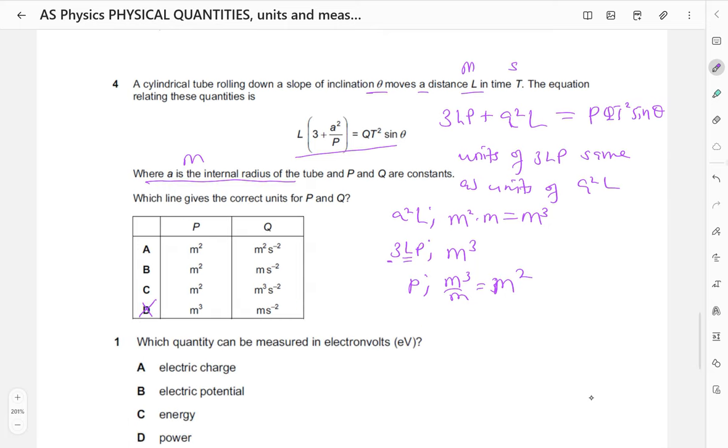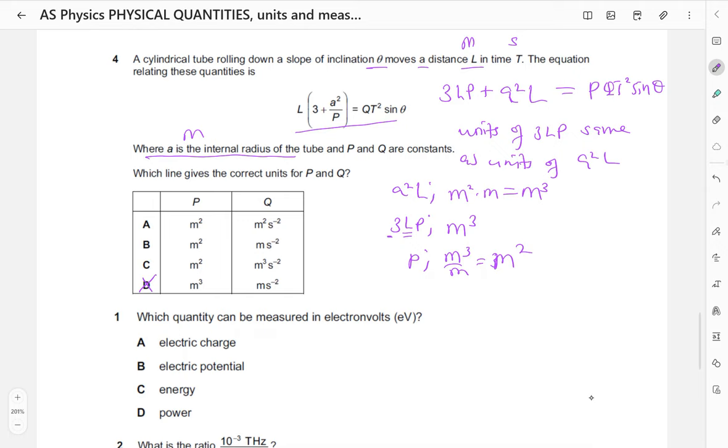Then the units of Q, remember we said homogeneity, the units on both sides of the equation must be equal. The units on the left-hand side has units as meters cubed. Because it is meters cubed plus meters cubed, a quantity in meters cubed and another quantity in meters cubed. So the right-hand side should also have the same units. So the units on the right-hand side will be those of P, which is meters squared, times those of Q, which we don't know, times T squared, which is seconds squared. This should be equal to M cubed. Because, of course, sine theta is a ratio, so it has no units.